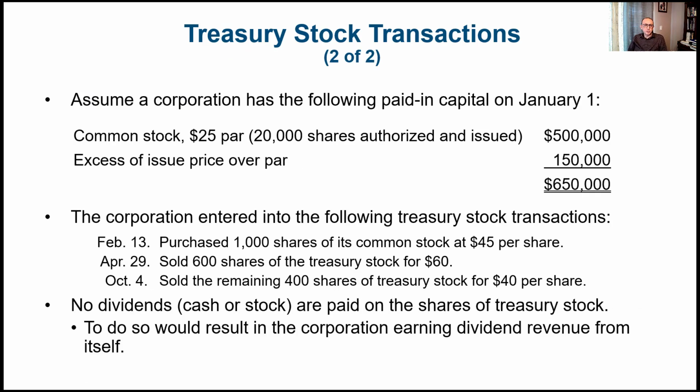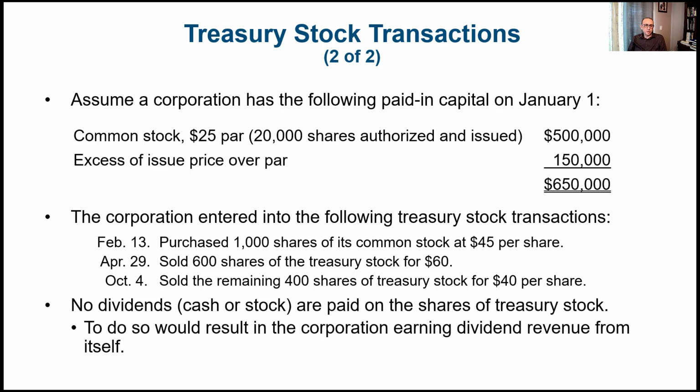Assume a corporation has the following paid-in capital on January 1st of whatever year. On common stock of $25 par value, they have 20,000 shares authorized and issued. So $25 multiplied by 20,000 is $500,000. The excess of issue price over par is $150,000, which is the additional paid-in capital. So the total value of the paid-in capital is $650,000.